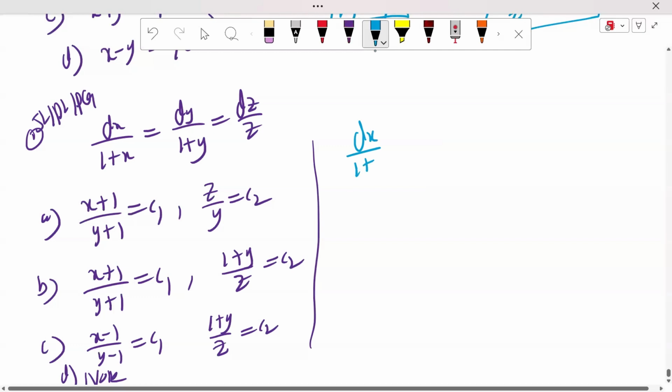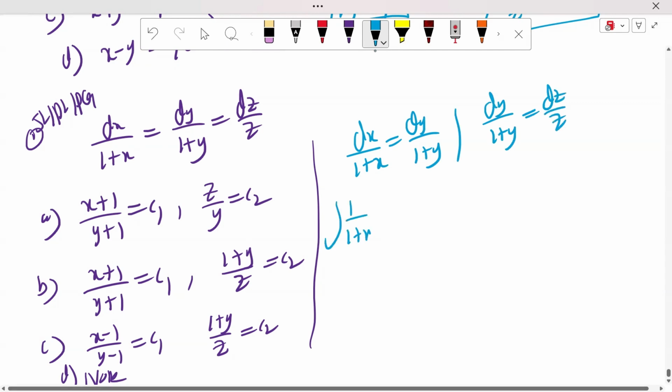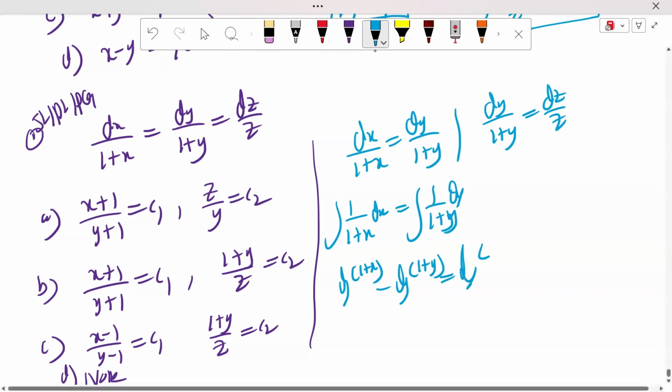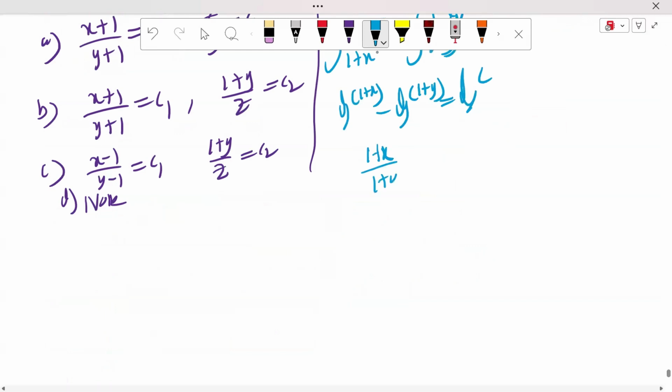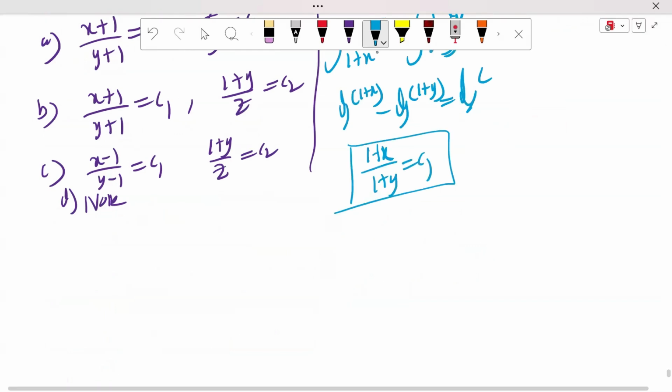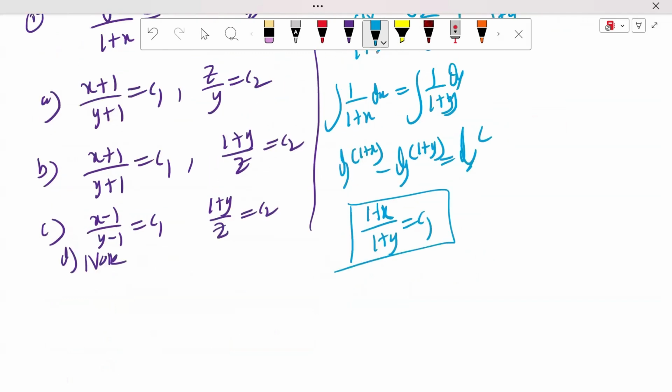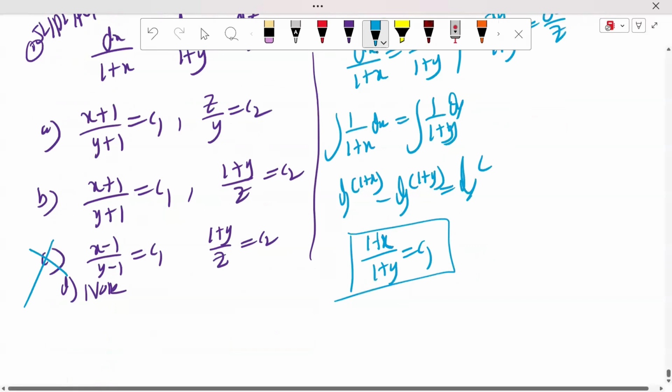What are the two fractions? It is dx by 1 plus x and dy by 1 plus y. We can take the first two fractions and another two fractions. Integrating on both sides, so it is 1 by 1 plus x into dx is equal to integration 1 by 1 plus y into dy. So it is logarithm of 1 plus x minus logarithm of 1 plus y, is log c. It is finally 1 plus x by 1 plus y is equal to c1, which is the required first solution. 1 plus x by 1 plus y is not contained in option C. So option C is the wrong option.